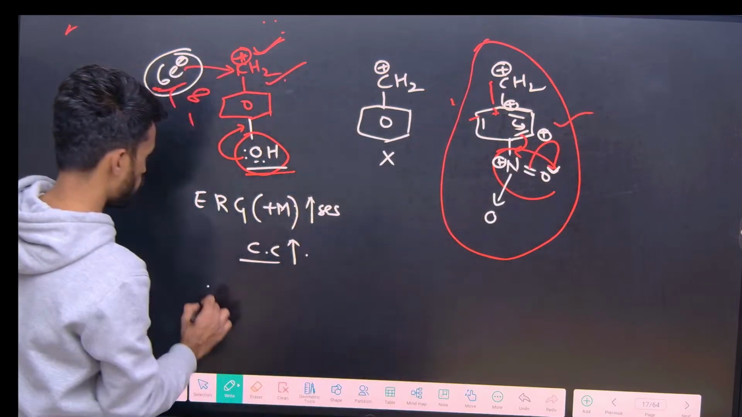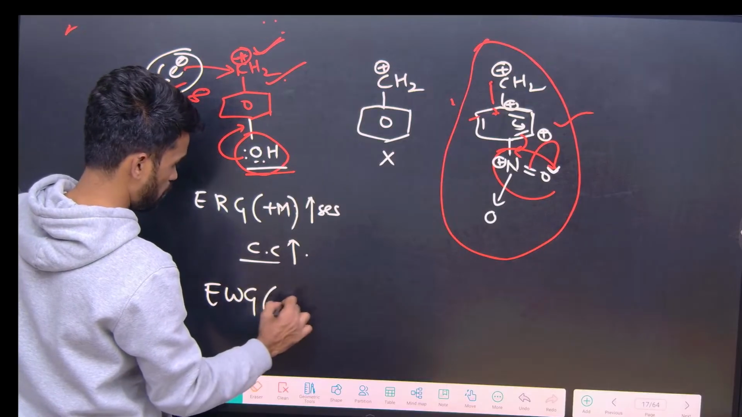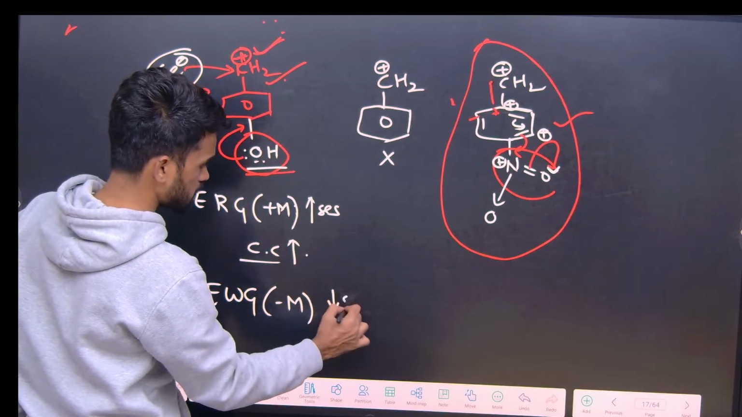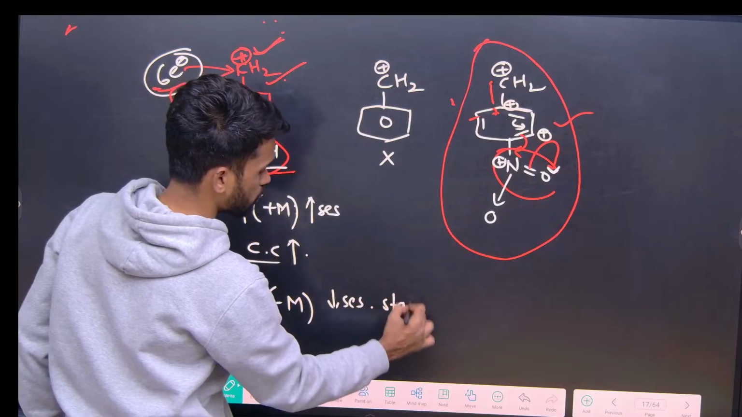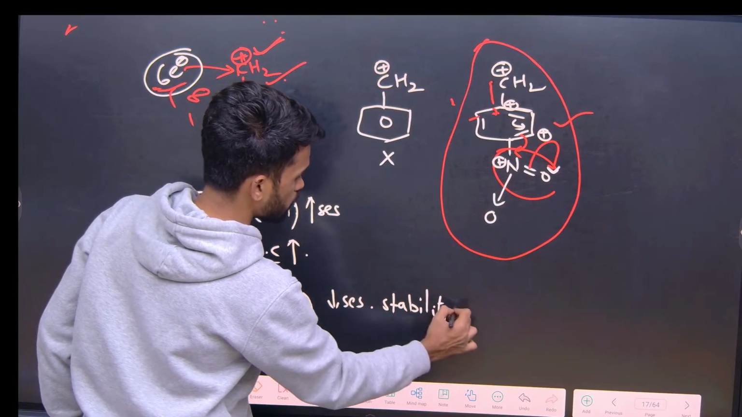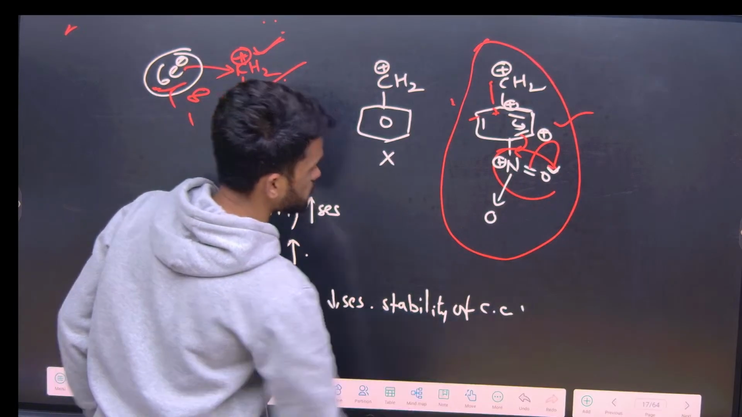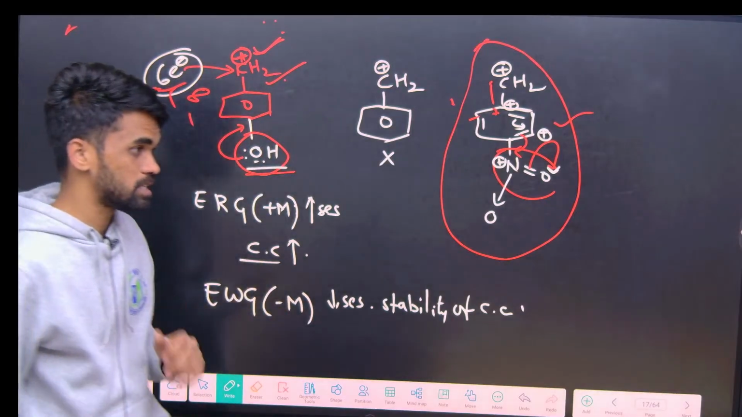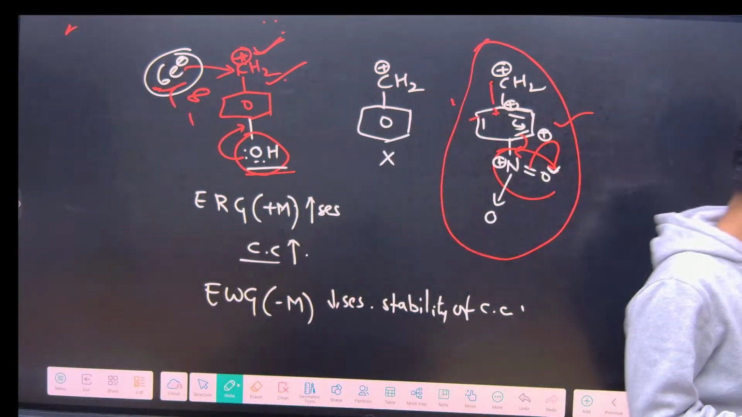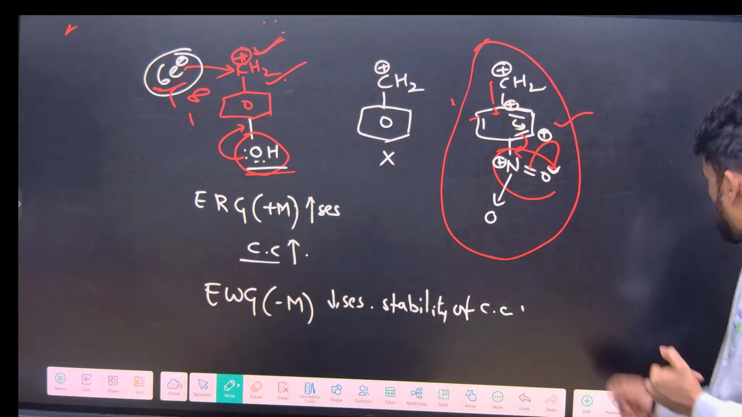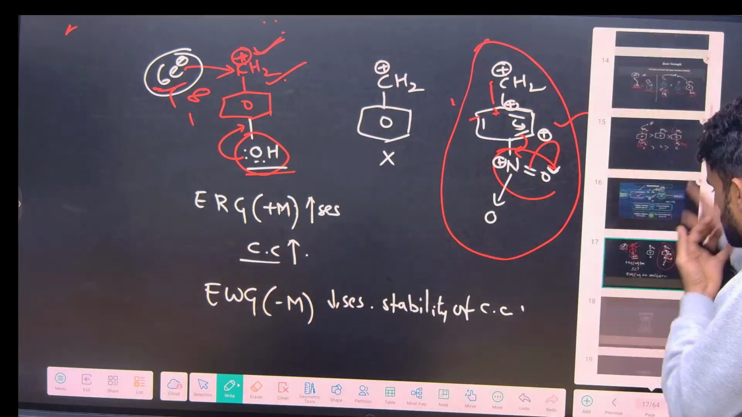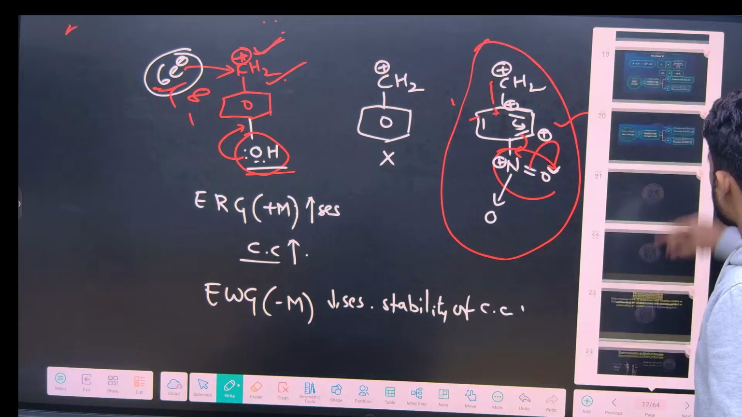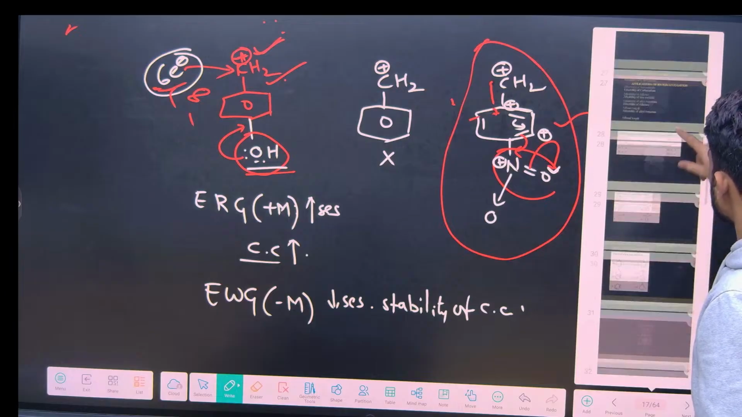Therefore electron withdrawing groups, minus M groups, decrease the stability of carbocations. This is one more example. Let me show you some questions related to this stability of carbocations and carbanions, so that you will feel that yes, there are some questions asked on this.